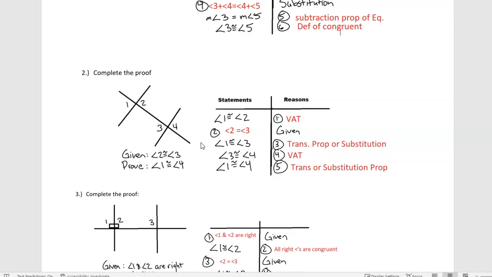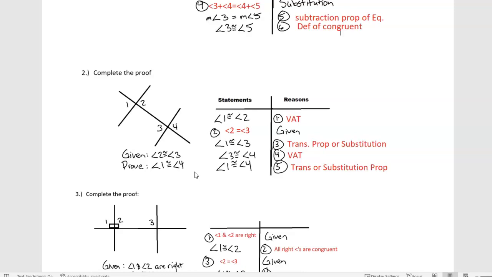So you say 1 is to 2, 2 is to 3, so 1 is to 3. That's a train of thought, so we call that the transitive property. Or you can think of it as erasing the 2 and putting what 2 equals, which is 3. So 1 being congruent to 3 in this case could be the transitive property or substitution.